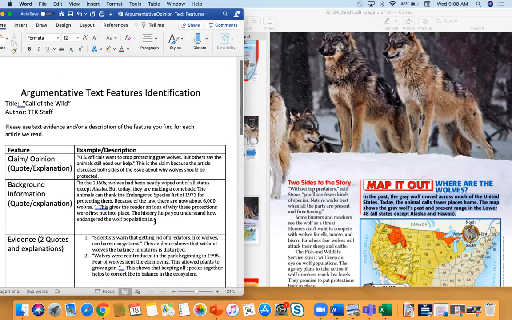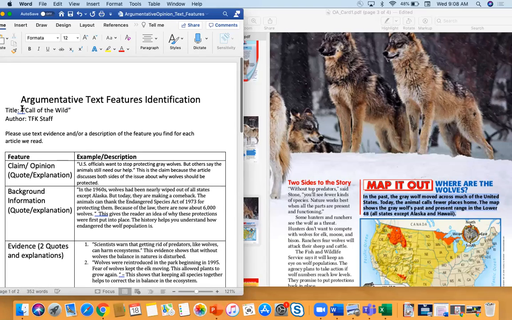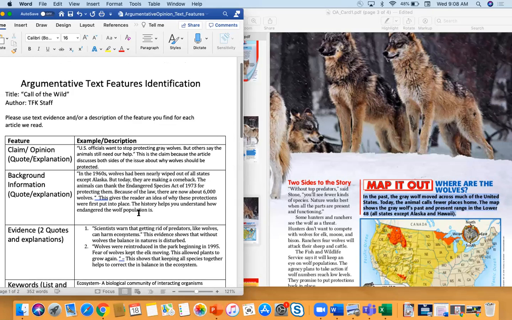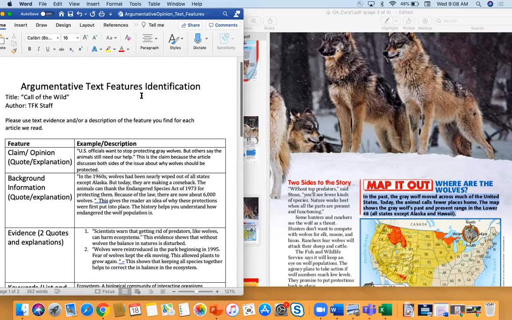Okay, and so here is our beautiful, wonderful chart on argumentative text features.